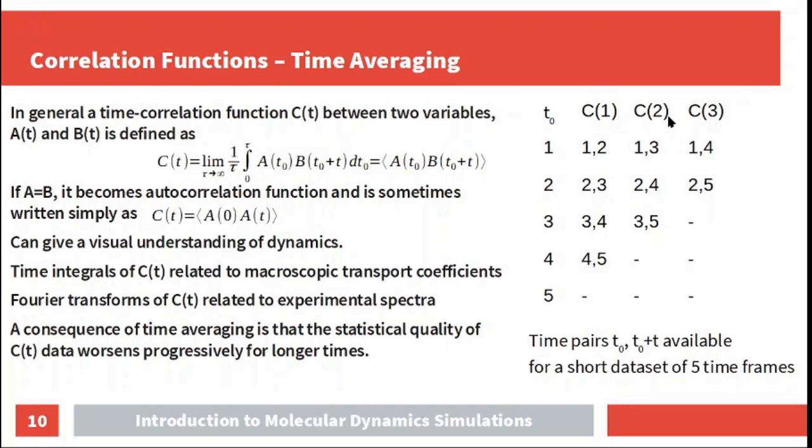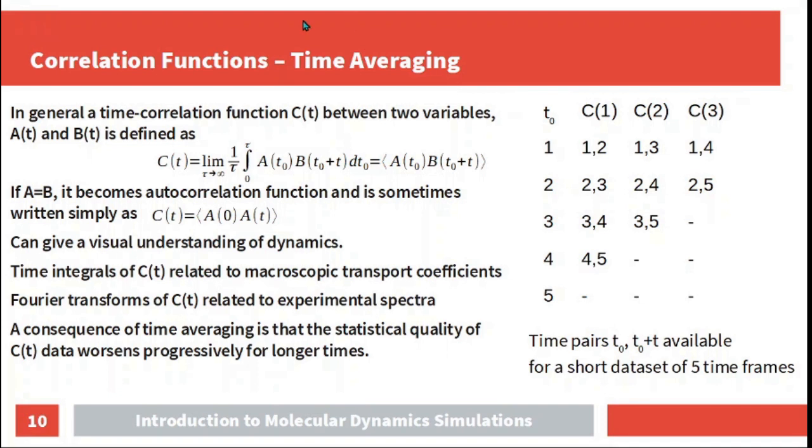Similarly, if you want to calculate C at t equal to 2, what you do is you take t0 as 1 and t as 2. So 1 plus 2 gives you 3. So you get this pair. When you take t0 equal to 2, you get this pair. When you take t0 equal to 3, you get this pair. If you try to make t0 equal to 4 in this case, 4 plus 2 is 6, but you do not have the trajectory at 6 time frames. So you just stop here. Similarly, for t equal to 3, you'll have to stop here. For t equal to 4, you will have just one entry here. And taking an average of just one entry means you're taking that entry itself. So we haven't included that here.